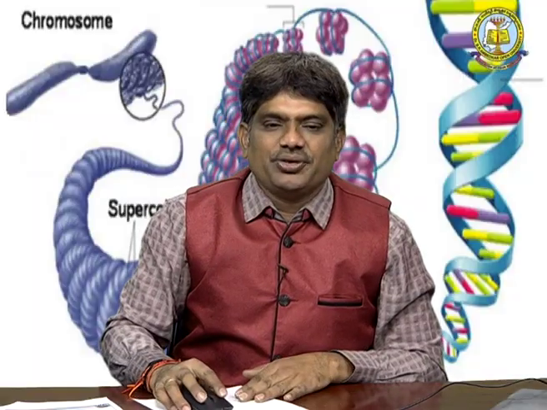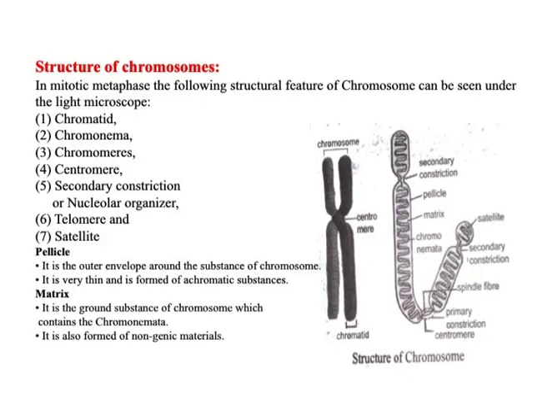And if you take the structure of the chromosome, it has so many parts. The chromatid is a single-layer, single thread-like structure of the chromosome. Then there are chromonemata, chromomeres, centromere, secondary constrictions, the telomere and satellites.